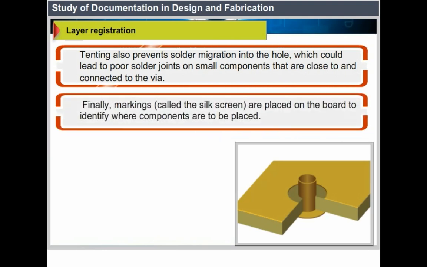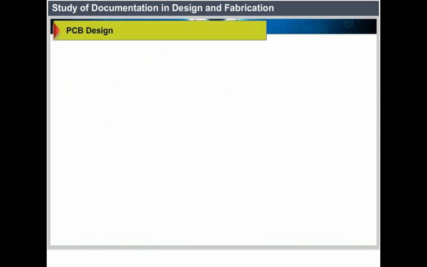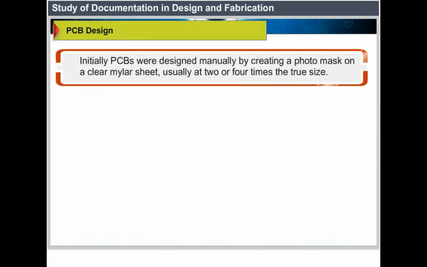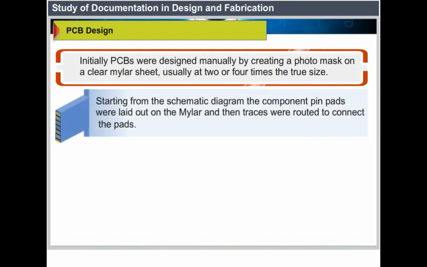Finally, markings called the silk screen are placed on the board to identify where components are to be placed. PCB design. Initially, PCBs were designed manually by creating a photo mask on a clear mylar sheet, usually at 2 or 4 times the true size. Starting from the schematic diagram, the component pin pads were laid out on the mylar sheet and then traces were routed to connect the pads.